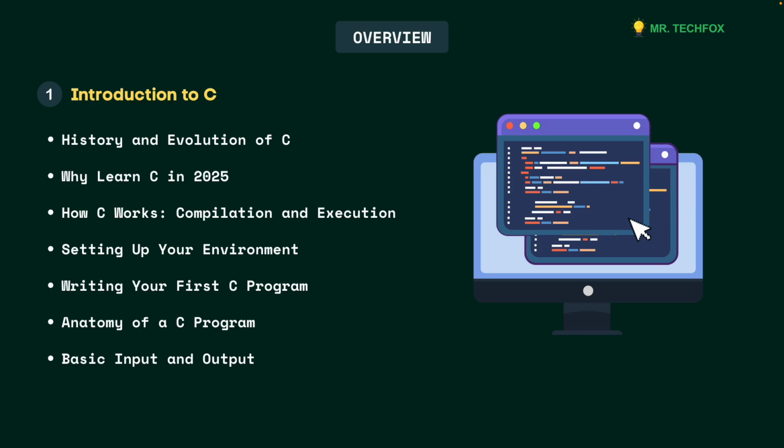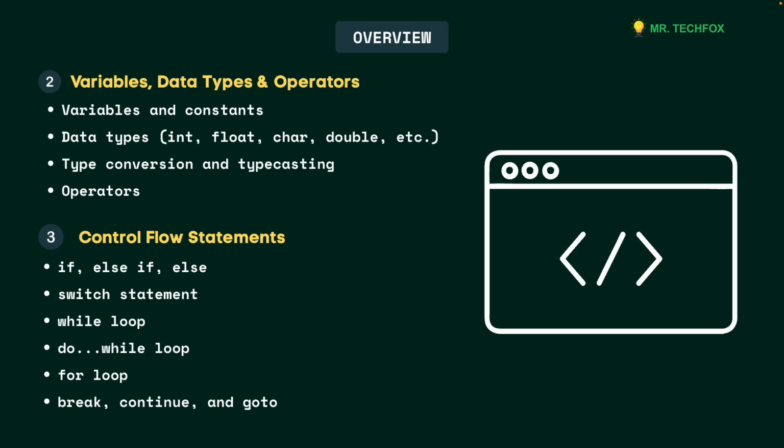Then we'll learn the anatomy of a C program. We'll break down the structure of a program so you will understand the role of each part of your code. The next module is variables, data types, and operators. This module focuses on the essentials of data management.